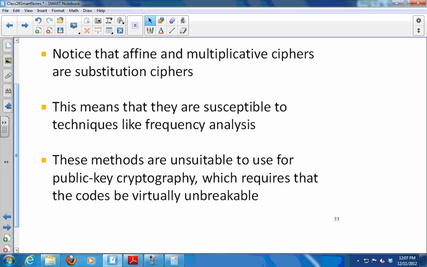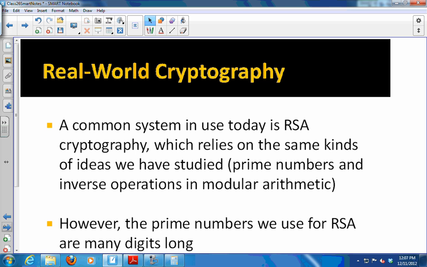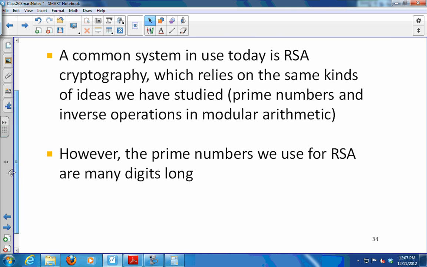because we use it for things like our credit card numbers on the internet, emails, national security messages. It has to be virtually unbreakable. The most common system we use today is the RSA code. It relies on the same ideas that we worked with today, prime numbers and inverse operations in modular arithmetic. And when prime numbers are really big, it's hard to find inverse operations.